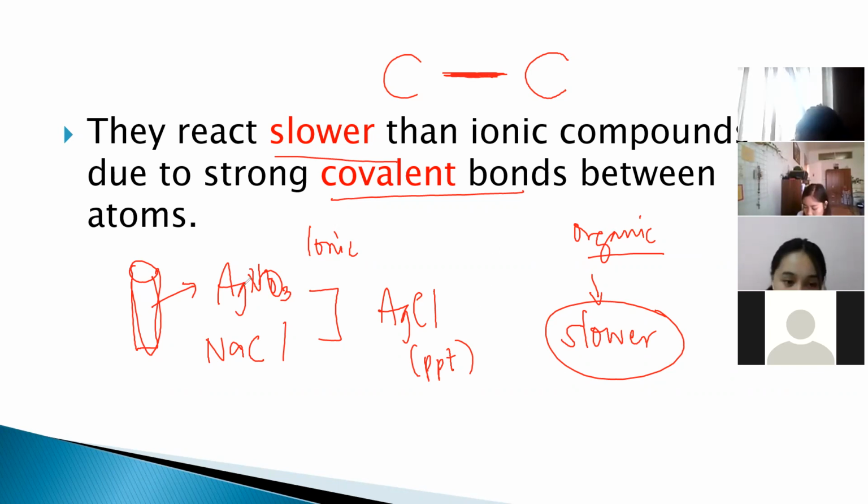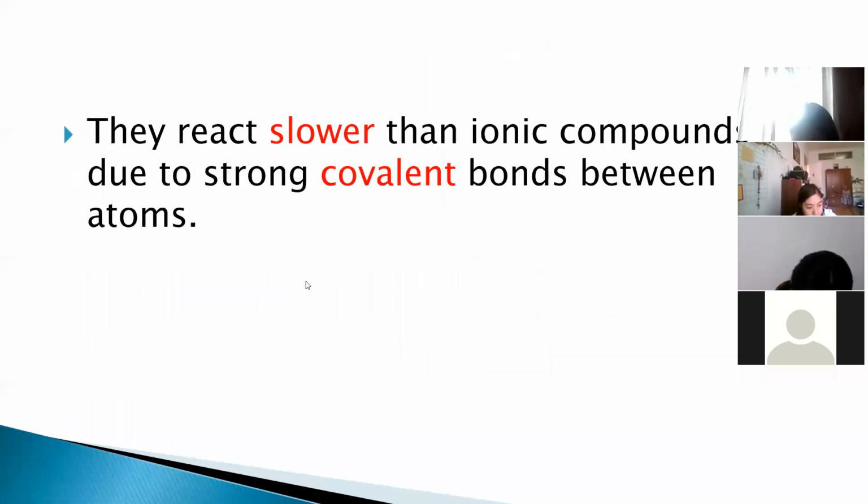Remember this one, it is easy to break, right? Silver nitrate, we break it so that silver is freed, and then sodium chloride, we also break it, and the components are freed, and they exchange partners. Silver will now be with chloride, and sodium will be with the nitrate. That's ionic bonding. We break them through chemical reaction. But then again, covalent bonds are strong, so the reaction will proceed slowly. That's the difference. And that's the third characteristic of the organic compounds.